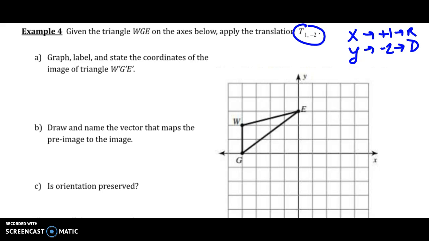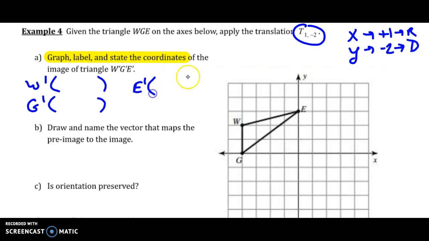So right 1 unit, down 2 units. It asks us to graph, label, and state the coordinates of our image. So we're going to have a W prime, a G prime, and an E prime pair of coordinates. And again, I'm going to apply this graphically. So I'm going to move to the right 1, and then I'm going to move down 2. So here is G prime, and that coordinate is negative 3, comma, negative 2.